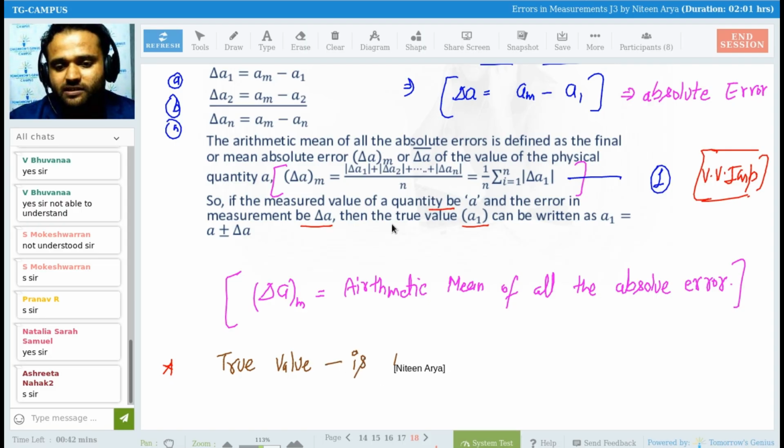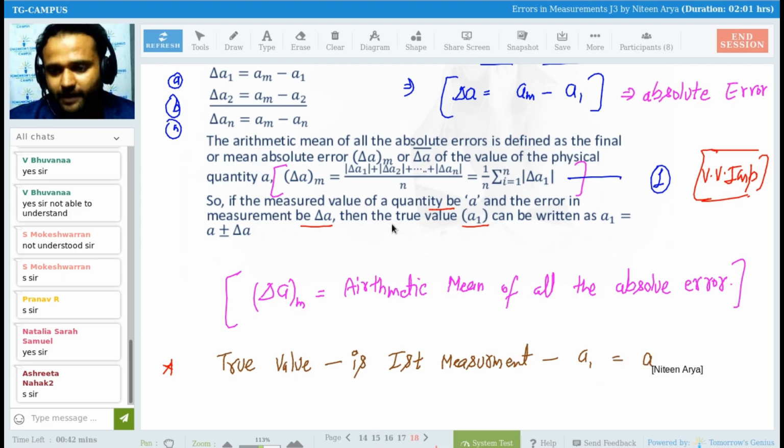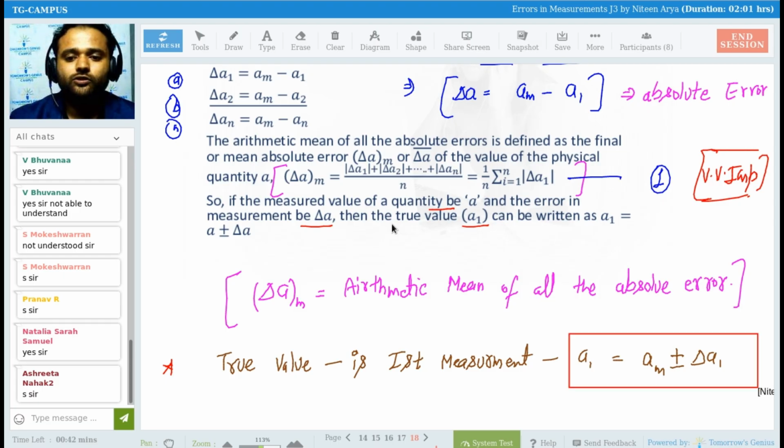True value in first measurement, in the blinking of an eye experiment. A1 is nothing but A, which is the mean, the true value, plus minus. Why should I make plus minus? It can be positive, it can be negative. So that is the true value in first measurement. Is this clear, everyone? Clear now, everyone? Okay. Good.